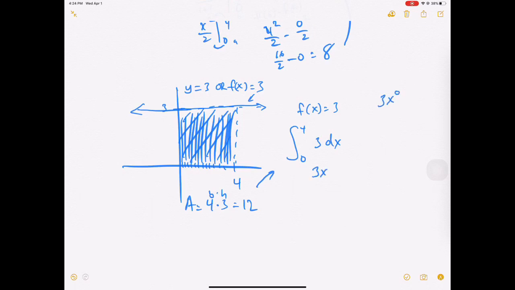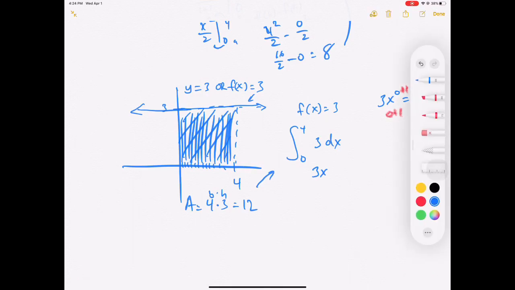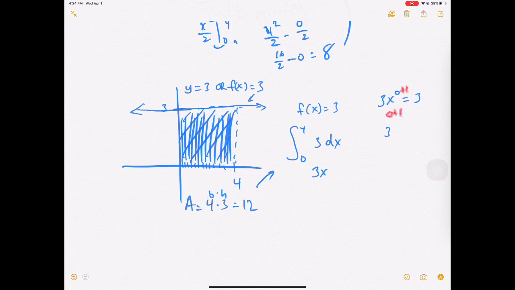But what if I write this? 3x to the 0 is the same as 3. And if I do n plus 1, 0 plus 1, it'll be 3 times x to the 1 over 1, which is just 3x.